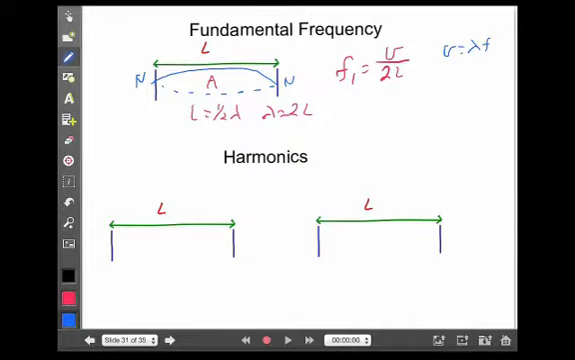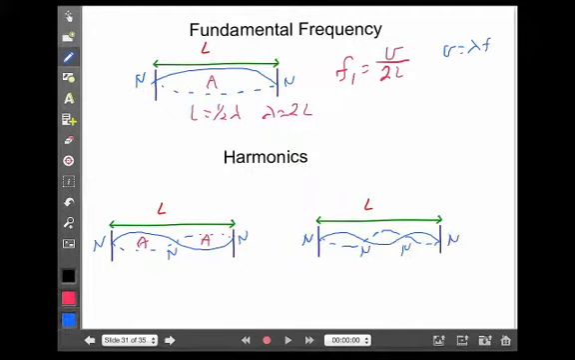Now, interestingly enough, if you vibrate the string the right way, as I demonstrated before, we can produce a wave that looks more like this. Or maybe even like this. Okay. In this first case, I have node, node, node, antinode, antinode. In this case, I have node, node, node, node, antinode, antinode, antinode. These other two cases are referred to as harmonics.